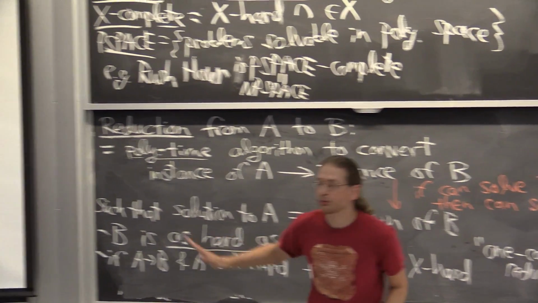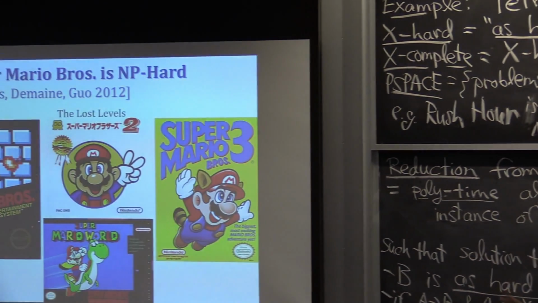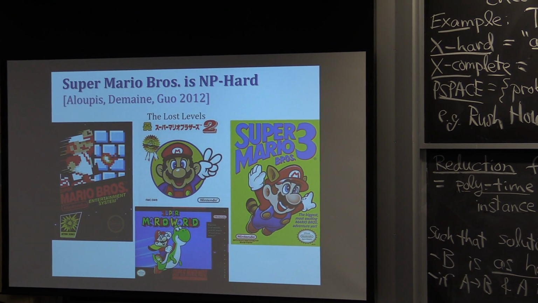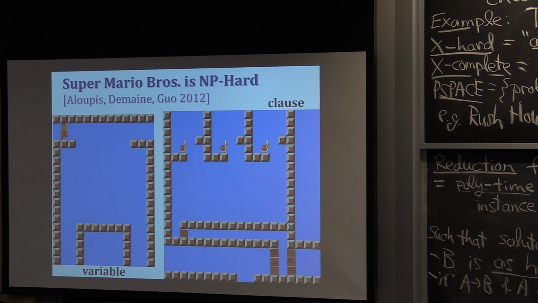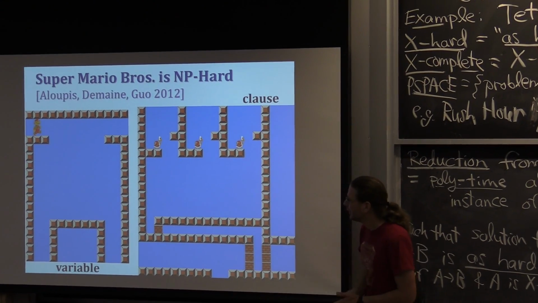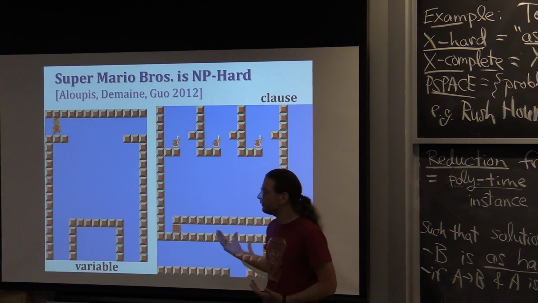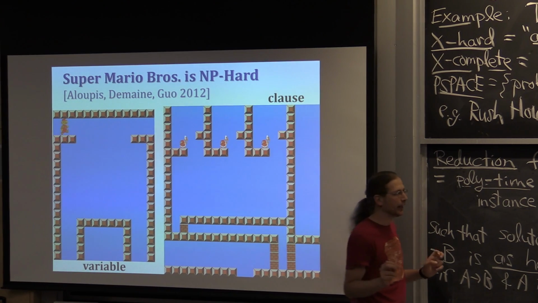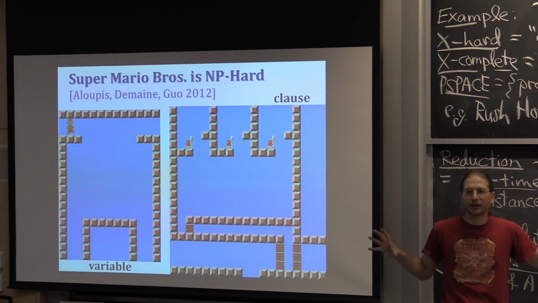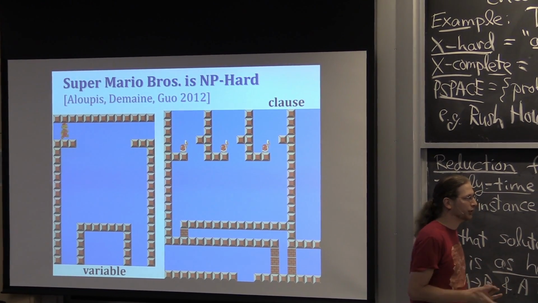I should mention our proof holds for Super Mario Brothers 1, Lost Levels, and 3. Super Mario Brothers 2 is another world. Also Super Mario World, I think 1 and 2. But most of the pictures will be Super Mario Brothers original. What we're going to do is build gadgets. Gadgets are, in this case, little pieces of levels that we're going to join together to make the actual reduction.